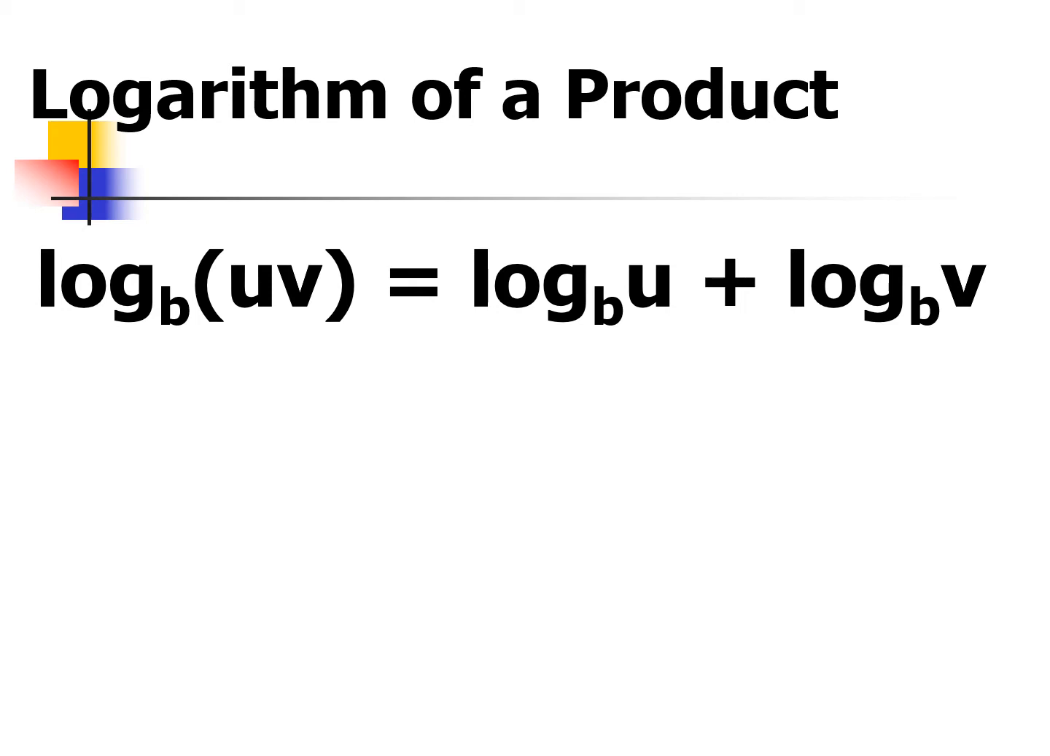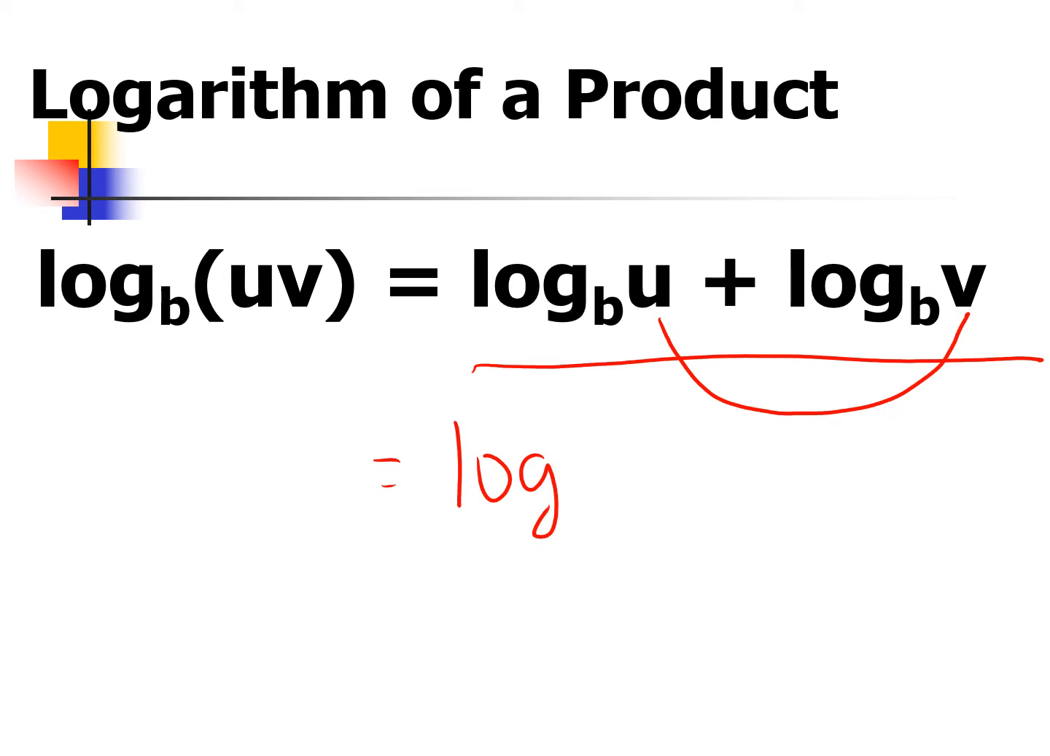Pag logarithm of a product, pag meron tayong dalawang logarithm na pinag-add with the same base tulad nito, pwede po natin siyang pag-multiplyin yung u at saka b. So, halimbawa, meron tayong logarithm of 5 to the base 3 plus logarithm of 10 to the base 3.